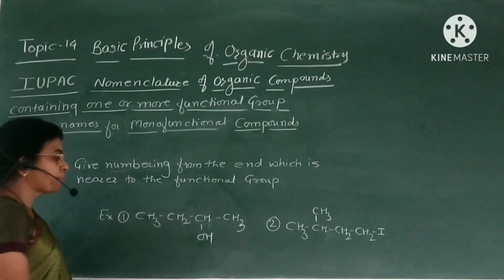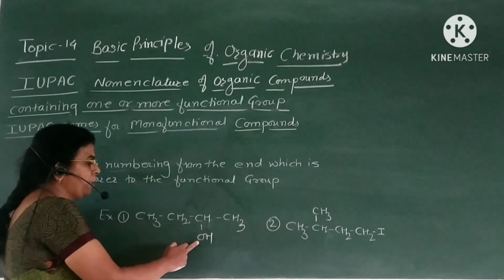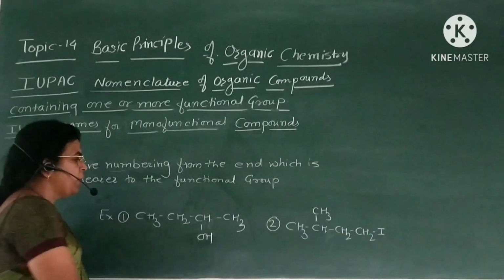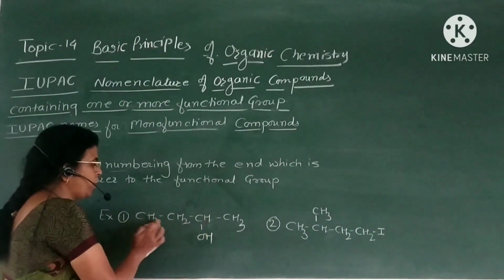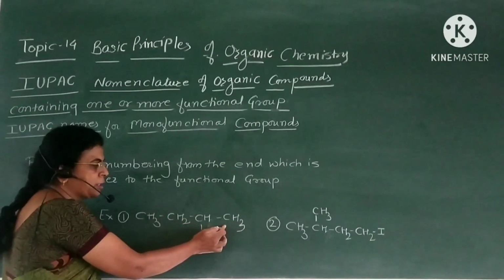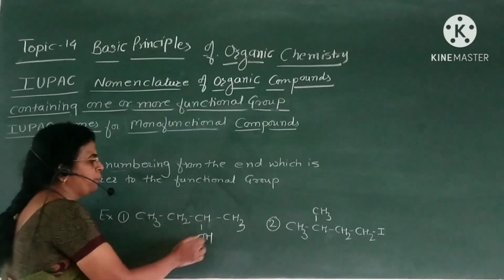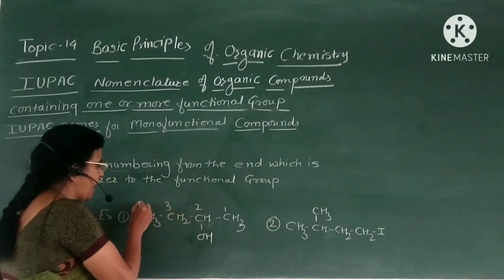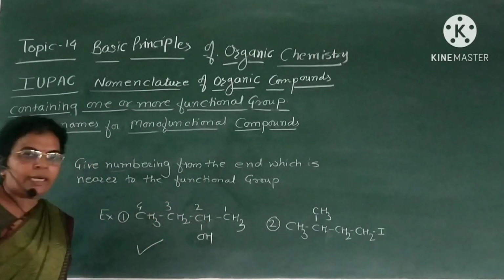Now here, numbering to this chain is given from the end which is nearer to the functional group, that is 1, 2 or 1, 2, 3. Now this end is nearer to this functional group, therefore we give numbering from this end: 1, 2, 3 and 4. This is the correct numbering.